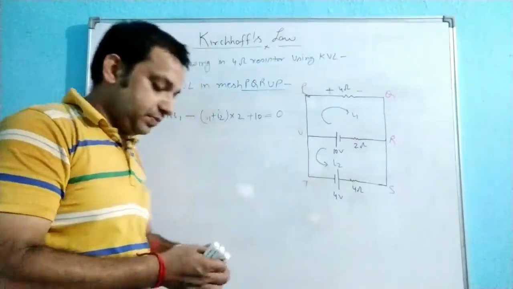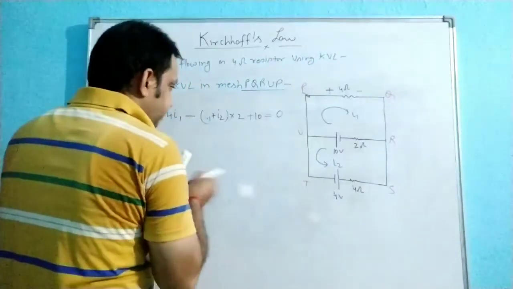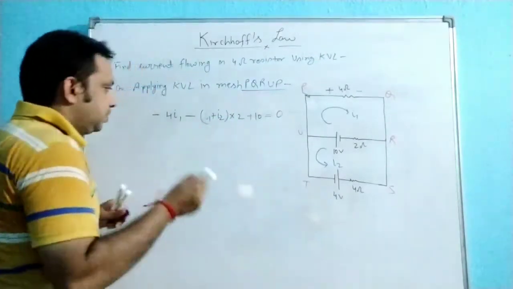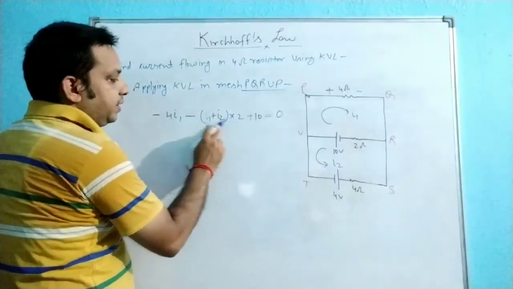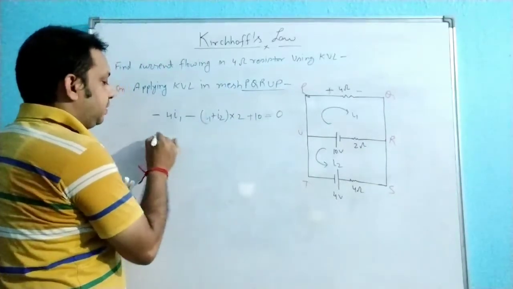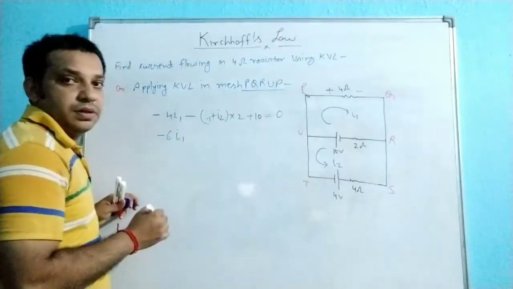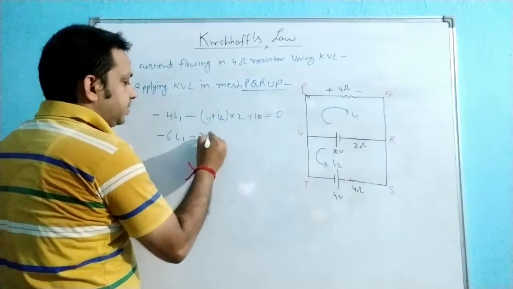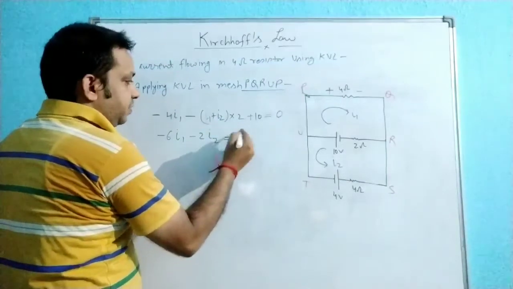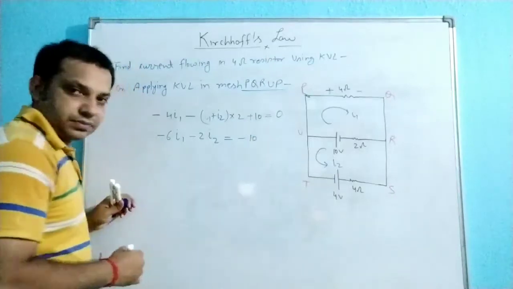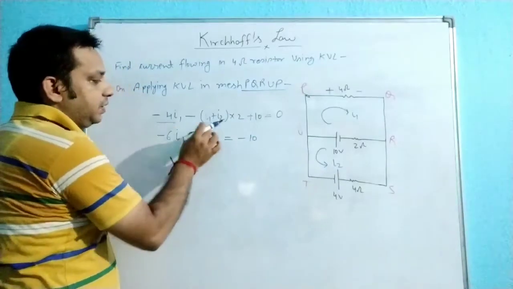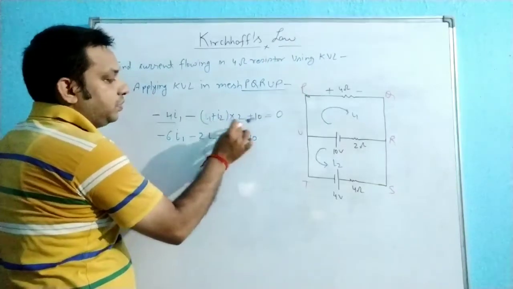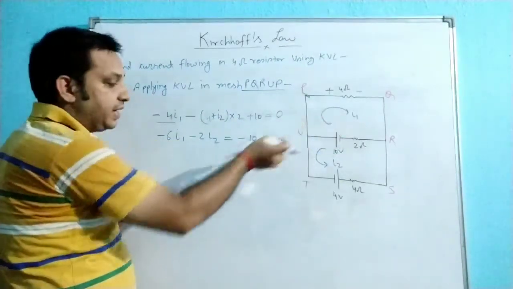So just simplify this equation. Here minus 4i1 and here you will get minus 2i1. So that becomes minus 6i1. Clear? And here you will get minus 2i2. Minus 2i2 is equal to minus 10. Minus 4i1 and minus 2i1 becomes minus 6i1, and minus 2i2, and this 10 will go that side, so that will become minus 10.